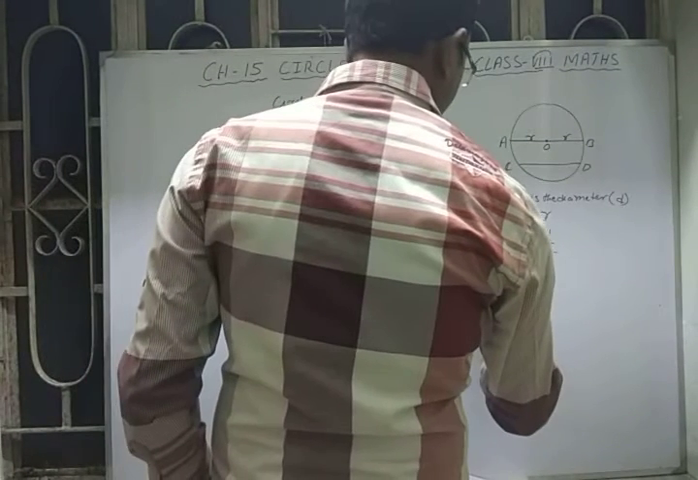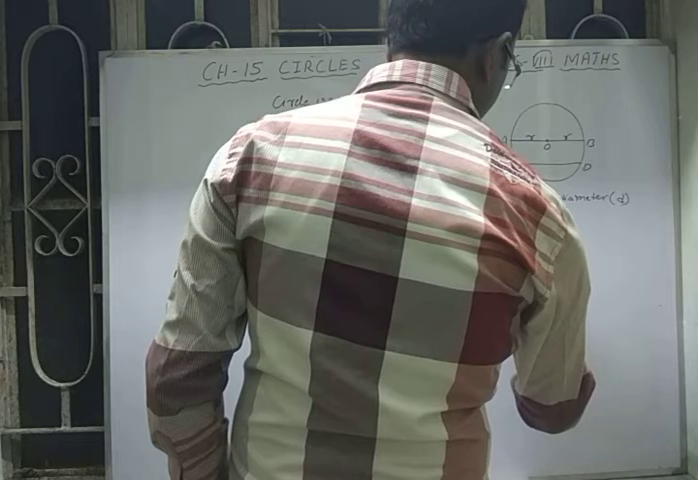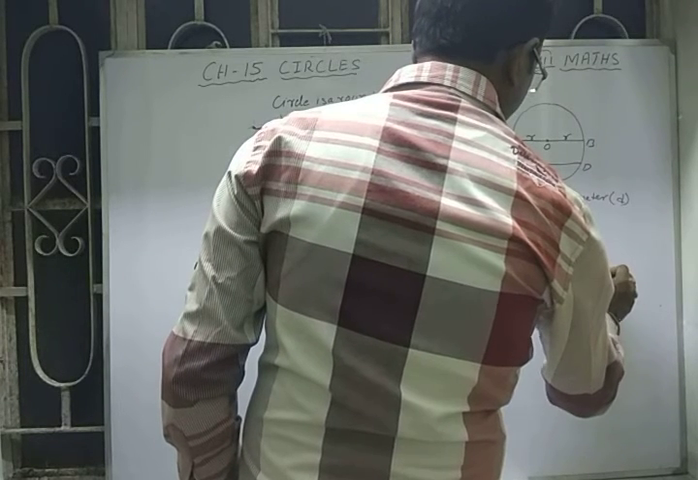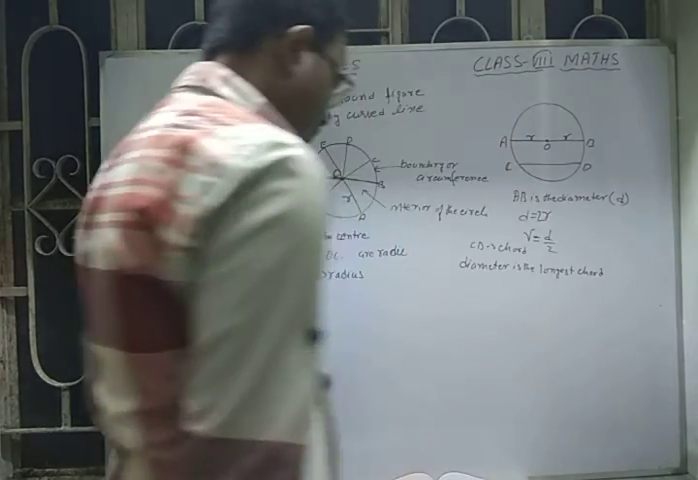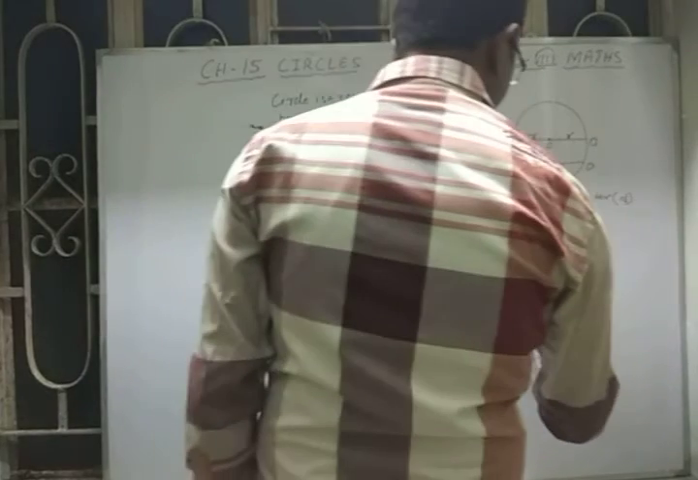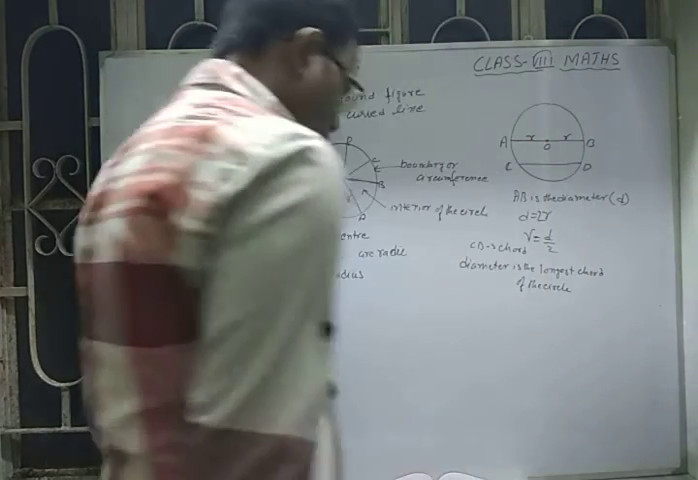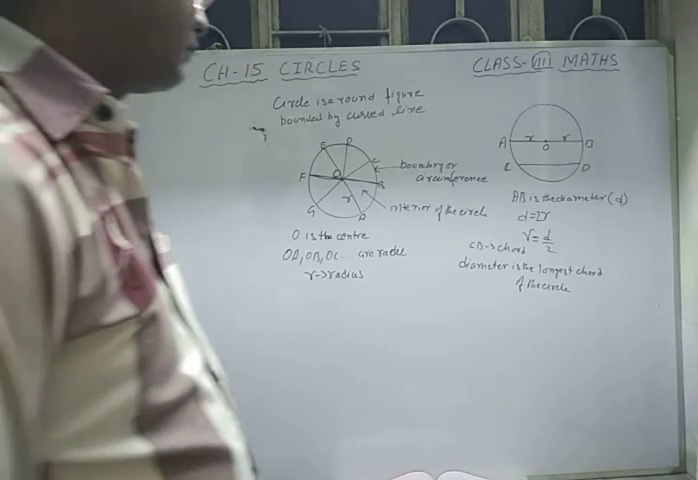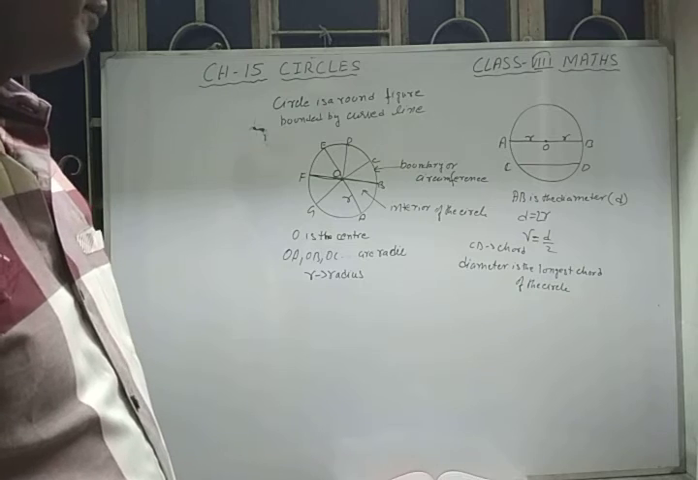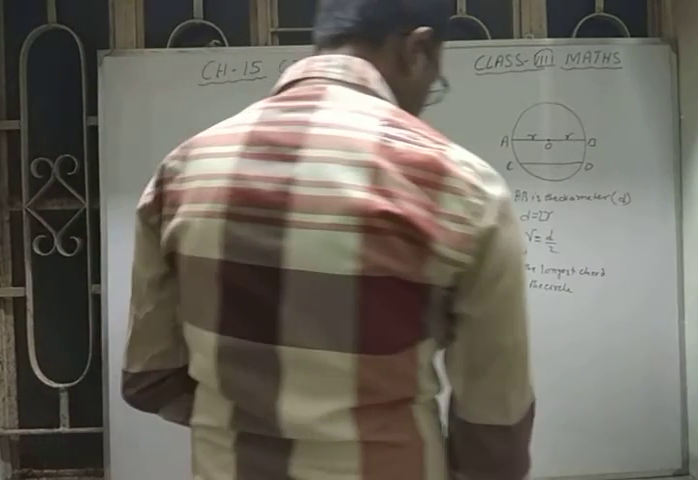So we can say diameter is the longest chord. Okay, diameter is also called longest chord of the circle. Okay, so these are the small representation parts of the circle that we should know. Then another main part of this is the, I must draw it again.